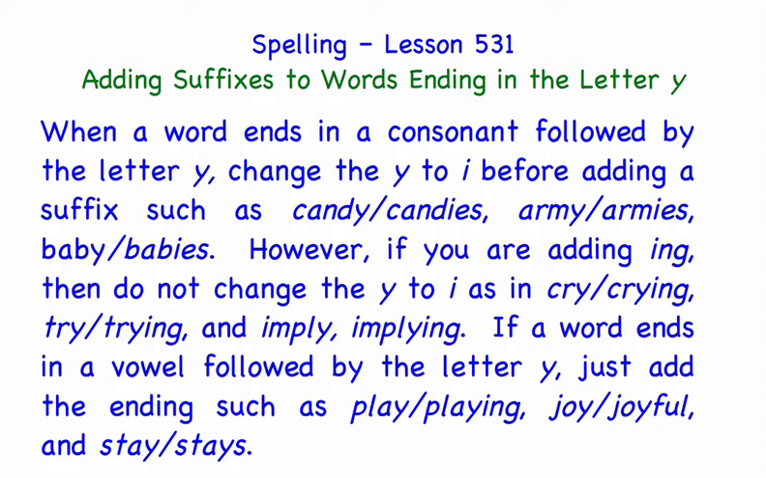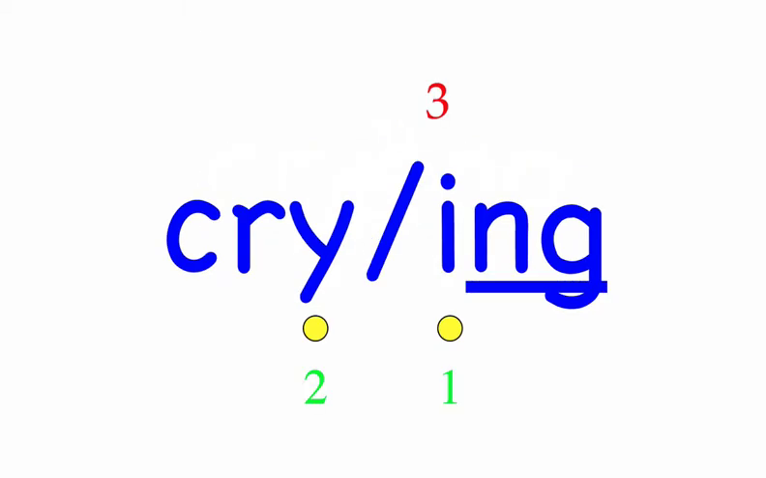Cry, 3 sounds: k, r, I. Cry, mark the word. Cry. Crying, crying, 2 syllables, first syllable cry, 3 sounds: k, r, I. Ing, 2 sounds: I, ng. Crying, mark the word. Crying. So here the root word ends in Y and we're adding ing. When a root word ends in Y and you're adding ing, you don't make a change to the Y.